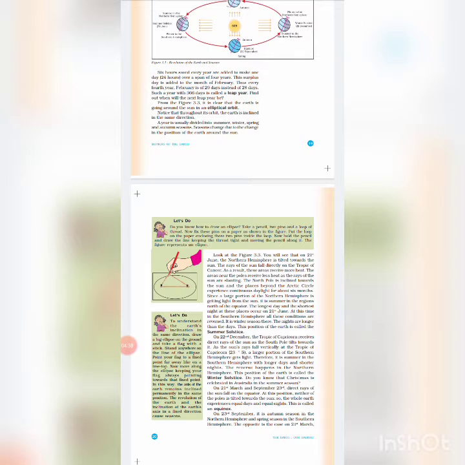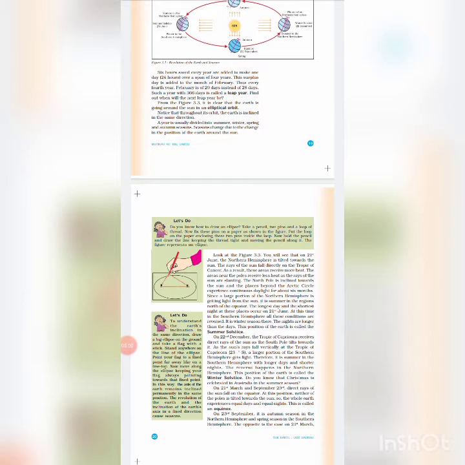The second motion of the earth around the sun in its orbit is called revolution. It takes about 365 1/4 days to revolve around the sun. A year consists of 365 days and we ignore 6 hours for the sake of convenience.